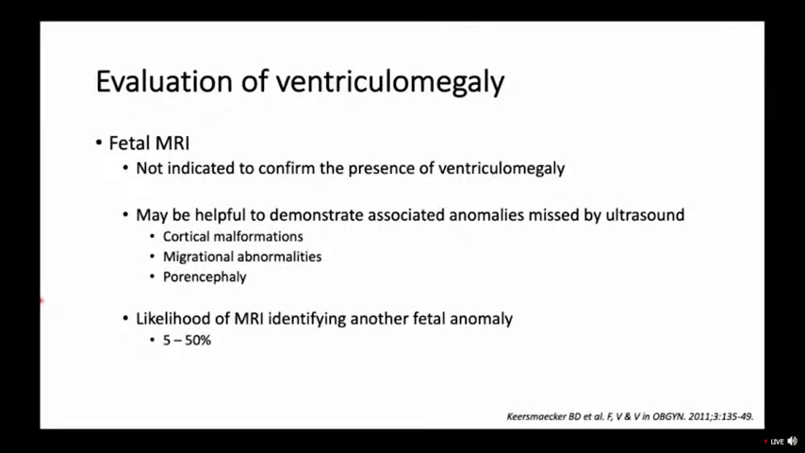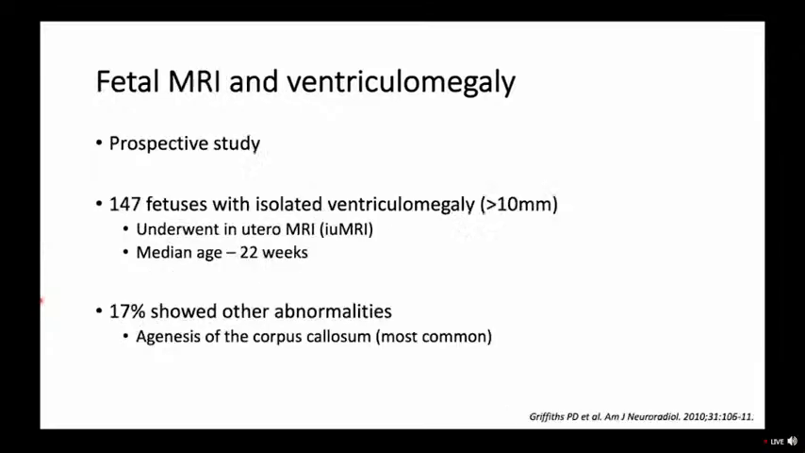In our practices, when we find ventriculomegaly, we strongly encourage patients to allow us to order and have them undergo a fetal MRI, because it actually finds a lot of things we can't see on an ultrasound. And the likelihood of an MRI actually finding other anomalies is upward of 50% of the time.